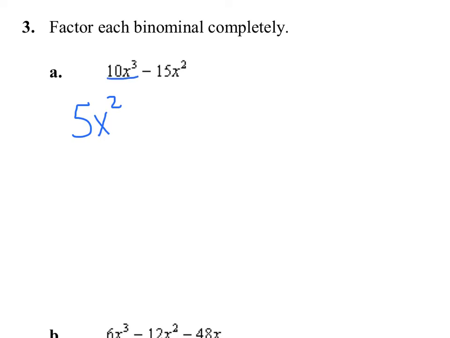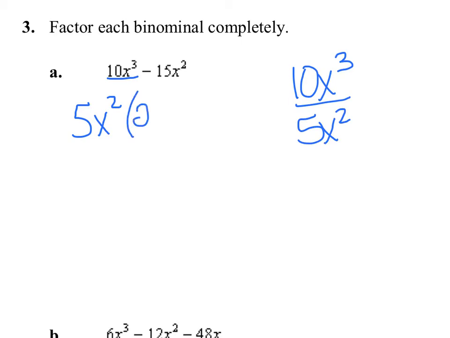So 10x to the third, I'll write it over here so there's more room. 10x to the third divided by 5x squared. Well, 10 and 5, that's going to give me a 2 because 10 divided by 5 is 2. x cubed over x squared, well, that's x times x times x over x times x. And what's going to happen there, these are going to cancel, and I'm left with just x.